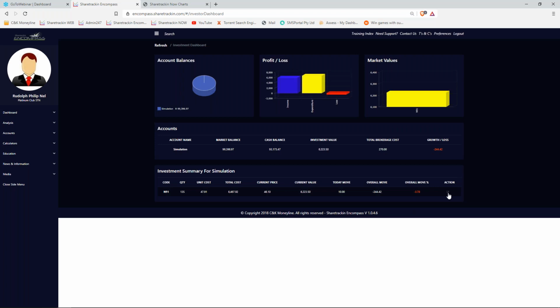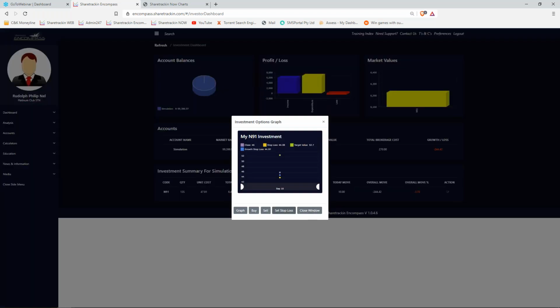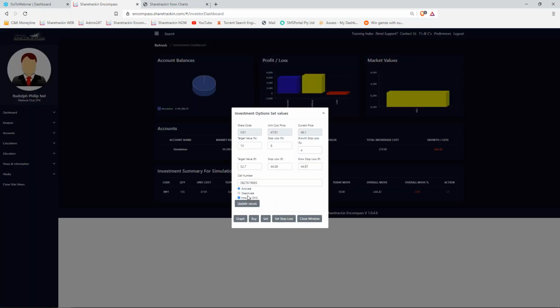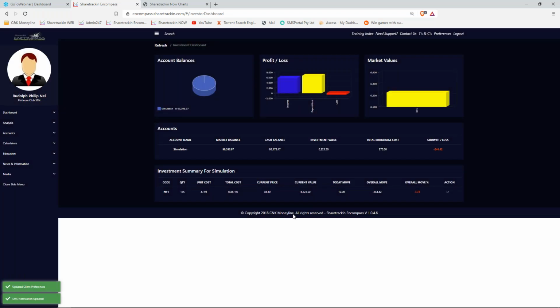All right, so same thing, you can go back to action, click on set stop loss, and then deactivate the SMS and turn off intraday, and then update the values once more so that it deactivates the SMS. So before you do the sell, deactivate it first. If you sell it and you didn't deactivate, then the system will deactivate it for you, but just to be safe, go and deactivate that SMS.